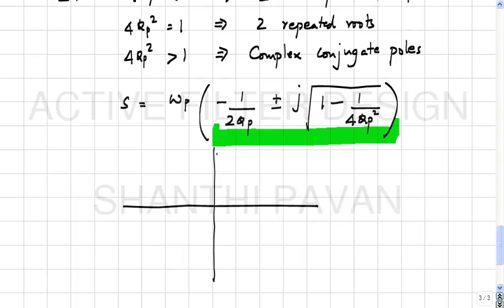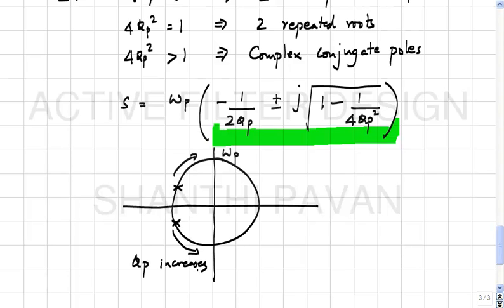In other words, regardless of QP, these poles lie on a circle whose radius is always omega p. Alright. If Q is greater than half, but small, the two poles will be here. As QP keeps increasing, the poles move closer and closer to the j omega axis. As QP tends to infinity, you have two poles on the j omega axis.